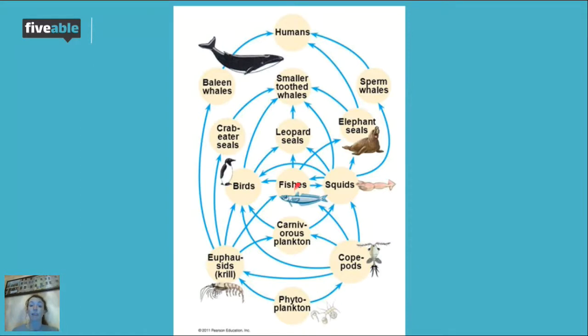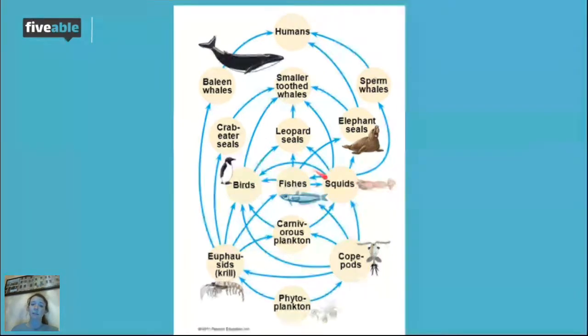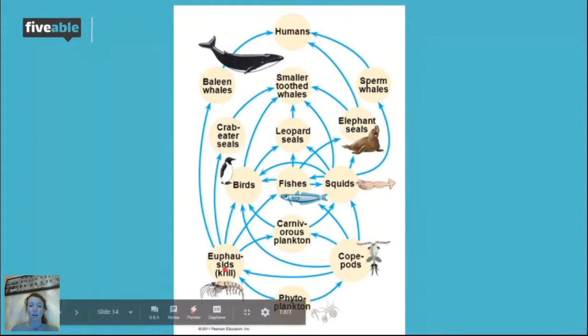So if we remove fish, right, we're going to have a lot of different problems, because now we're losing a food source for birds, for squid, and for seals, right? So the bird, squid, and seals population is all going to decrease. If the bird, squid, and seal population decreases, then so are the smaller toothed whales, the elephant seals, and then potentially sperm whales and baleen whales as well. And then we would probably see an overpopulation of krill and copepods, because those things would be eaten too much.